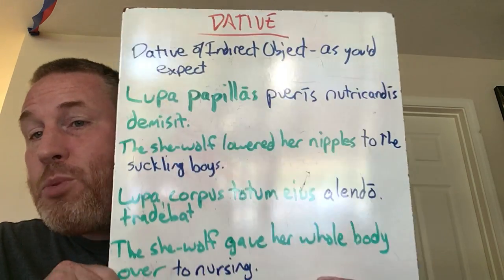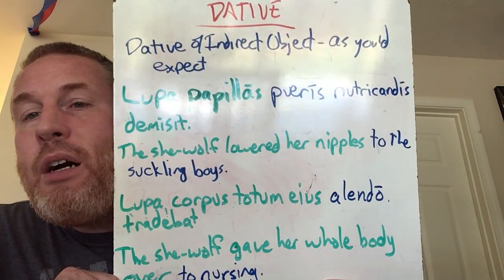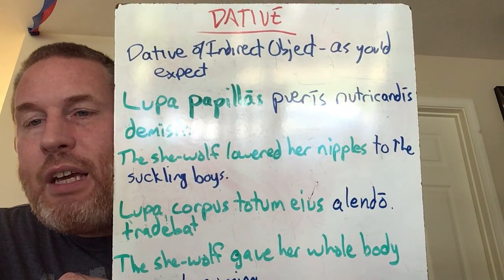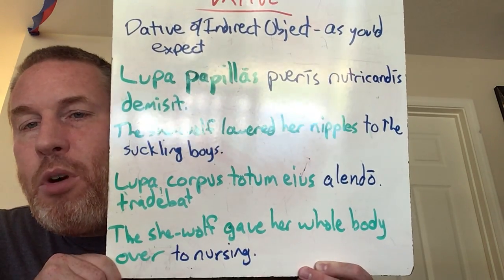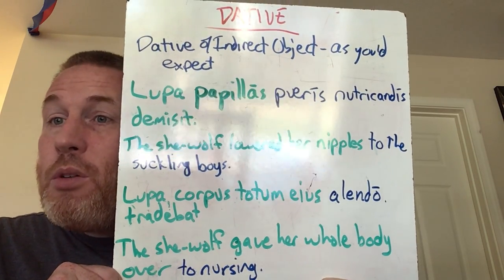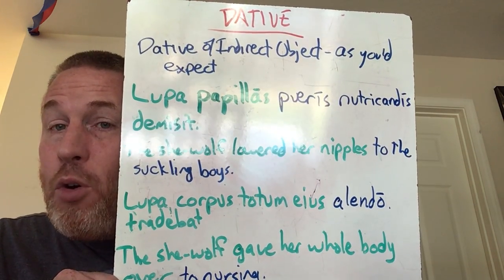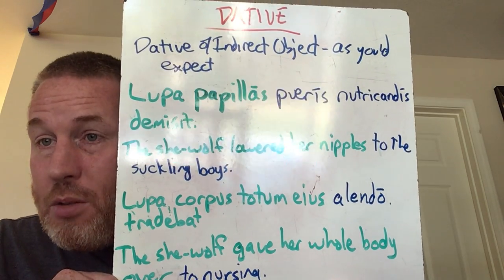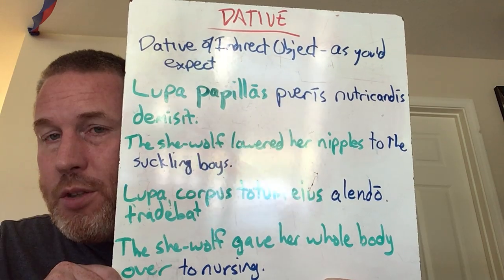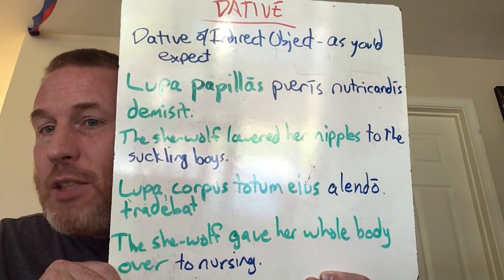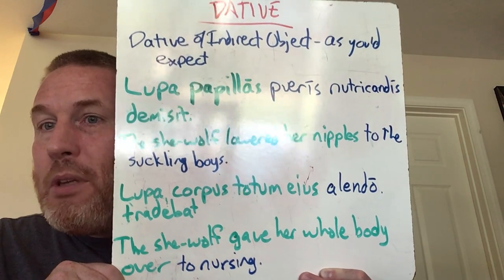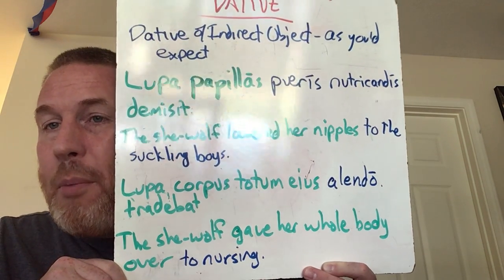Okay. Now the next one. Lupa corpus totum eius alendo tradebat. The she-wolf gave her whole body over to nursing. So the noun that she gave her whole body over to was the alendo, the nursing, right? She just flopped over and let the boys come and nurse her, I guess. So that is a noun down there, a verbal noun. That is the thing that she gave her whole body over to.